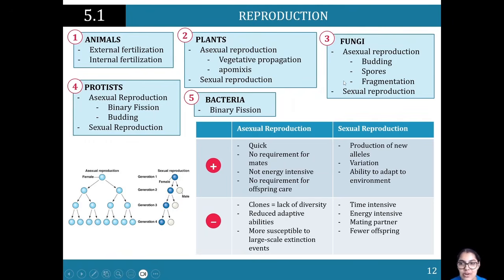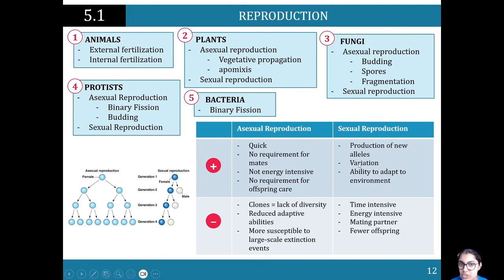Unfortunately, I don't have time to go through all of it in a lot of depth. We did that in the last lecture series, so maybe check that out. But I'll just quickly go through some advantages and disadvantages. The advantages of asexual reproduction are that it's quick, there isn't a requirement for mates, it isn't an energy intensive process, nor is there a requirement to care for the offspring.